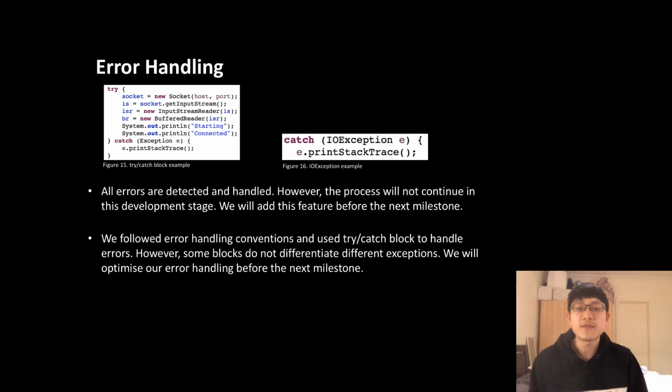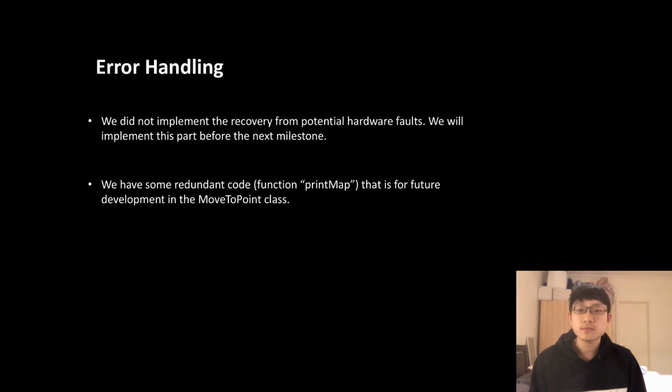And in our code, we follow the error handling conventions and use the try-catch block to handle errors. However, some blocks did not differentiate different exceptions. We will optimize our error handling before the next milestone. And we did not implement the recovery from potential hardware faults. We will also do this in our next milestone. And we have some redundant code in the move to point class. I have talked about this before in the previous slides.